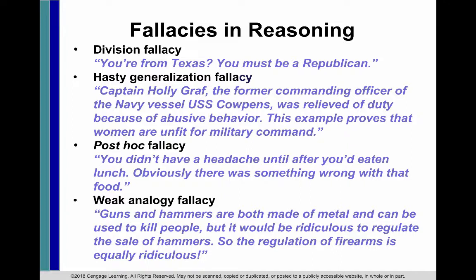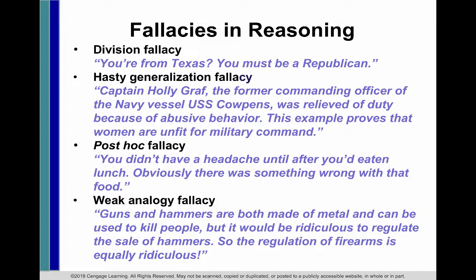So in this example, "You didn't have a headache until after you'd eaten lunch. Obviously, there's something wrong with that food." The example links the person's headache with what they ate for lunch, although the only evidence used was that lunch came first, then the headache. But there could have been any number of causes for a headache, so blaming it solely on what you had for lunch is fallacious without more evidence.